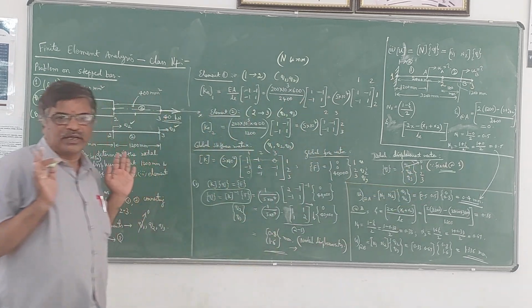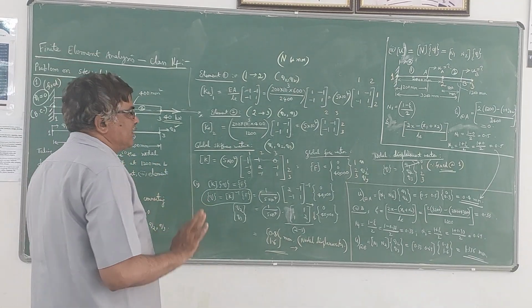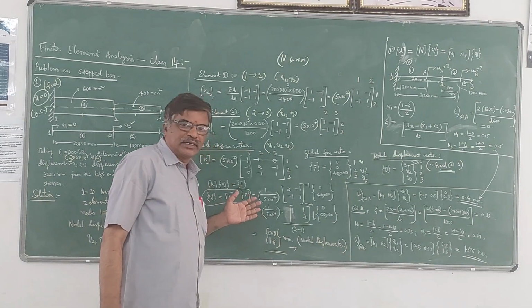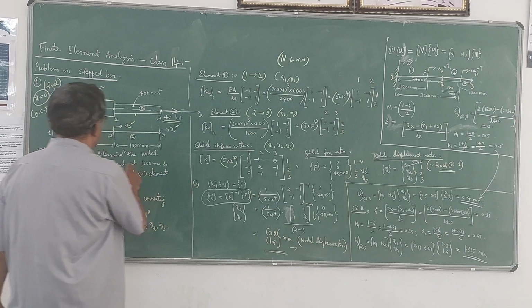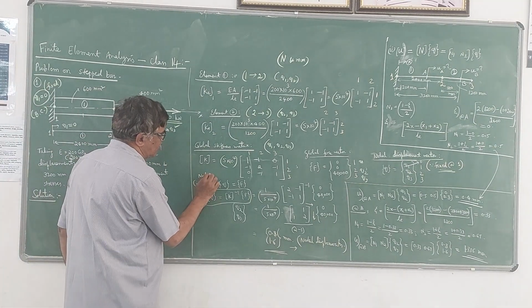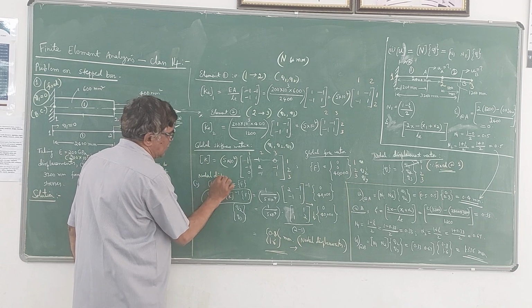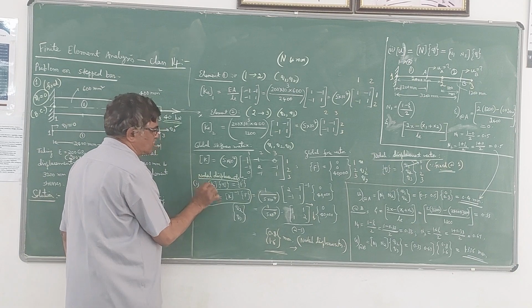Now, what we have to do here is we have to eliminate certain rows and columns using the boundary conditions. Now, first we will find out the nodal displacements. To find the nodal displacements, the formula is K into Q is equal to F.